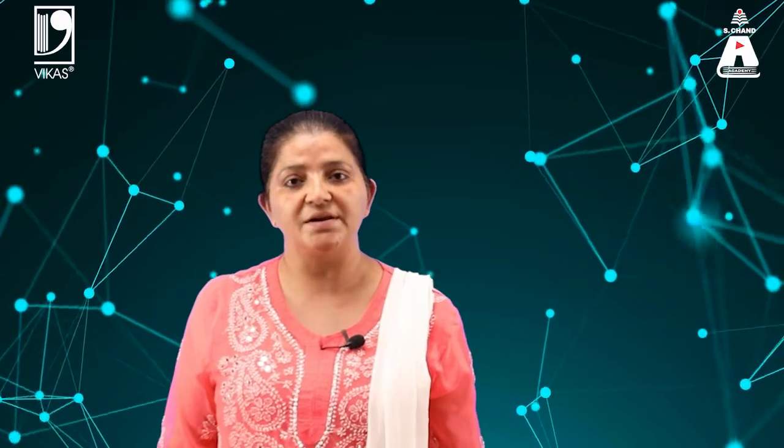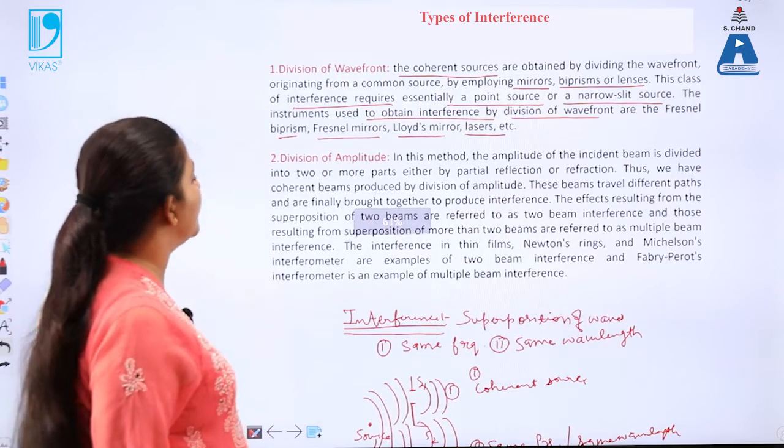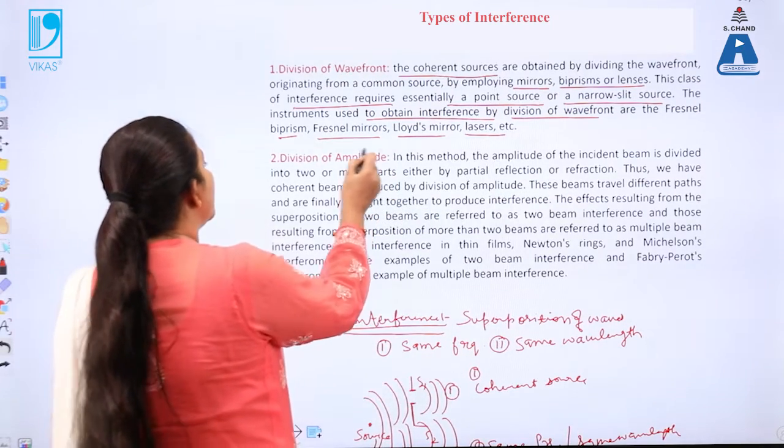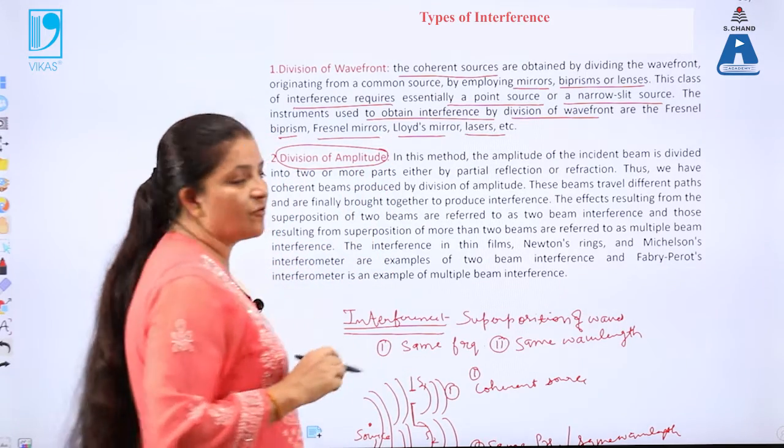Before going to the break, we have understood what is the interference of light and the interference of light by the division of wavefront. Now we will understand what is the interference of light by the division of amplitude. Next is the interference of light by the division of amplitude. As its name indicates, the amplitude of the wavefront is divided here.